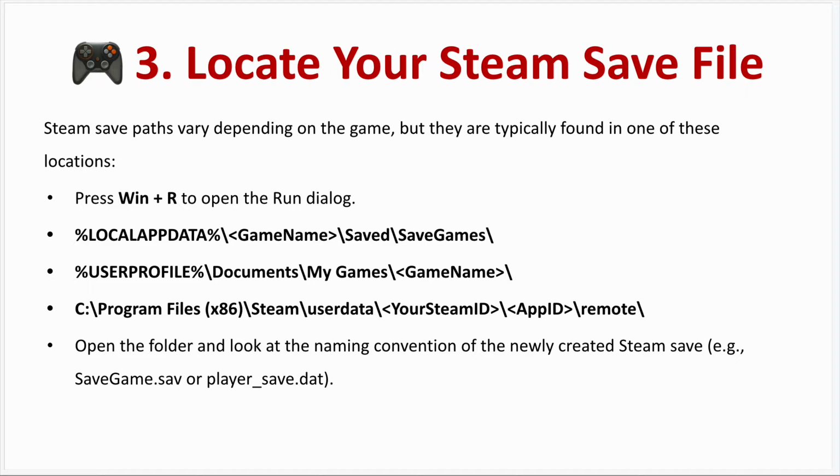Now your Steam ID, app ID and remote. Then open the folder and look at the naming convention of the newly created Steam save. For example, SaveGame.sav or Player_Save.date.